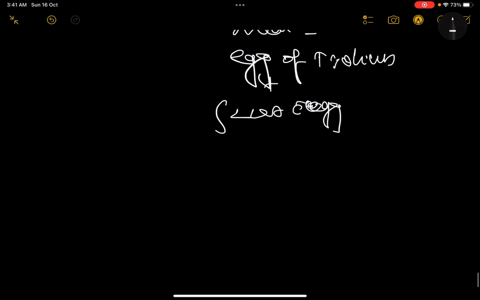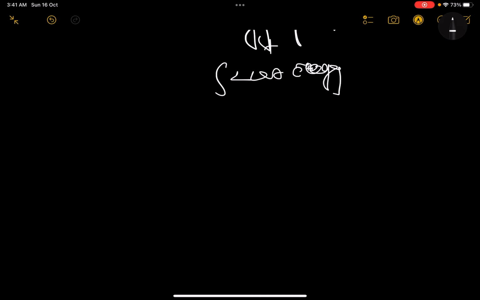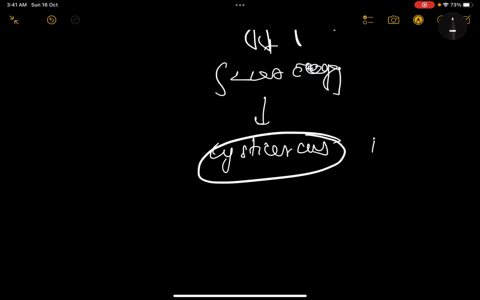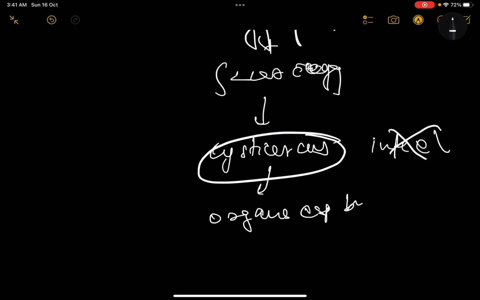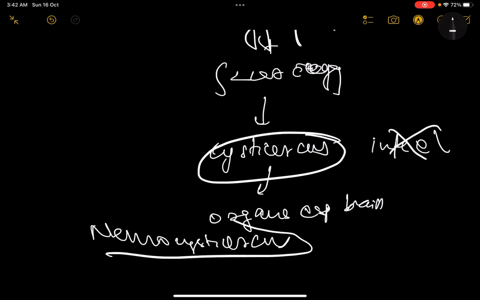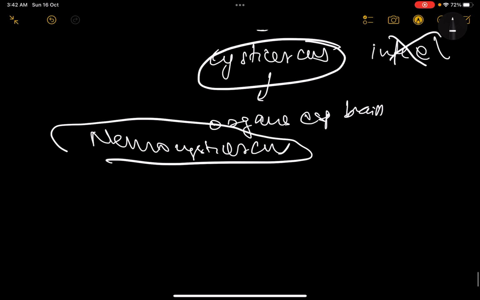So what you would have is that eggs would develop into cysticercus, which was usually the infective form, but now this is already present in the body. So this goes into organs, especially the brain, and it forms neurocysticercosis. If you can't remember the name, I'm pretty sure you've heard of this disease, neurocysticercosis.